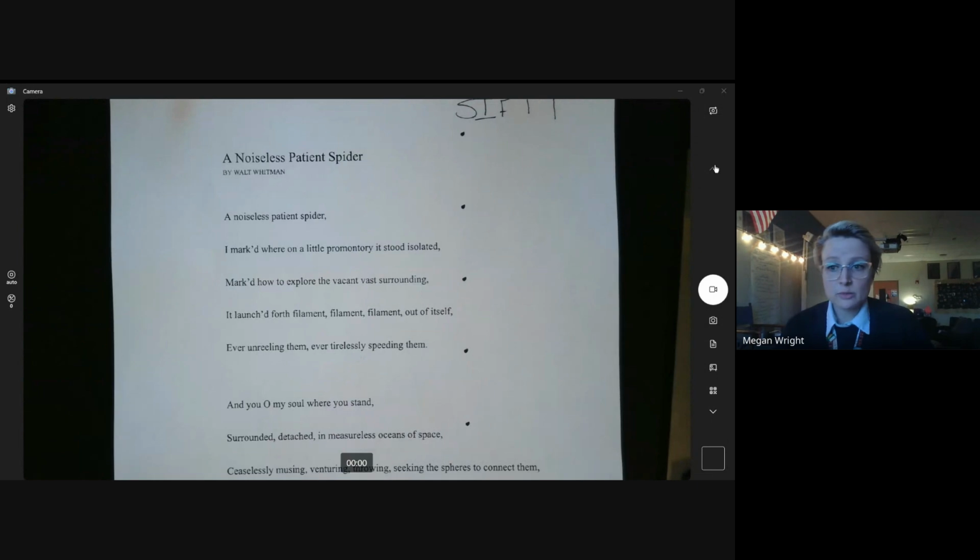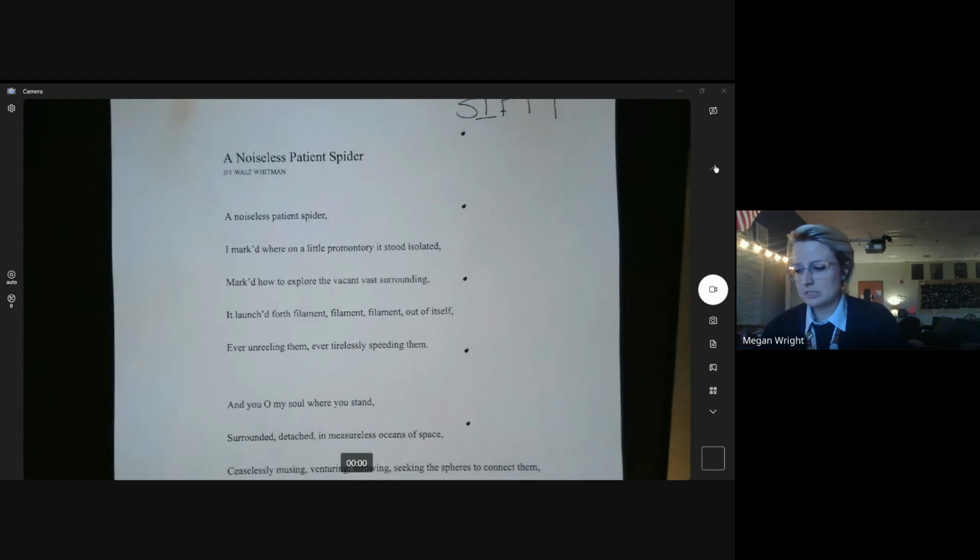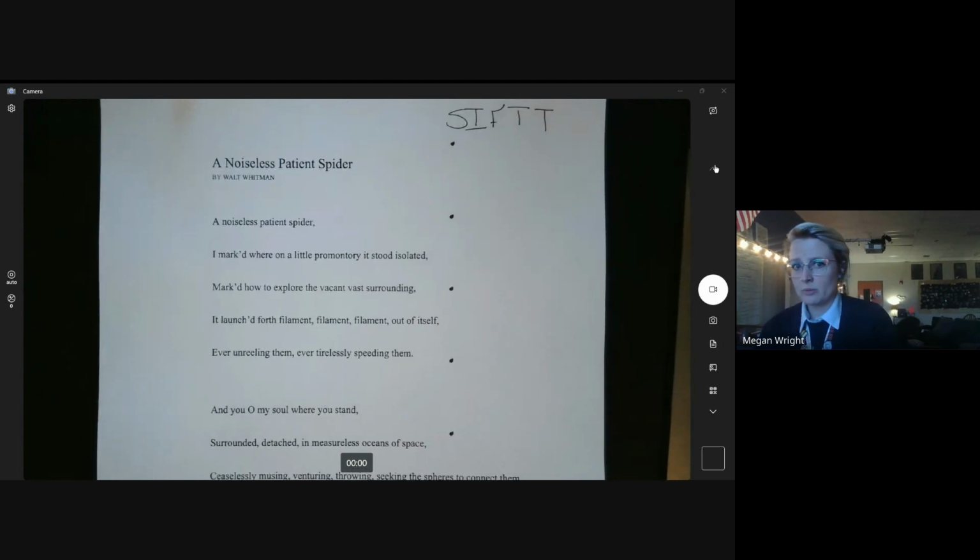This is going to be a close reading of A Noiseless Patient Spider by Walt Whitman. So, if I were modeling this process for my classes or for my students, we would always start with reading the poem out loud. So, we'll start there. A Noiseless Patient Spider by Walt Whitman.